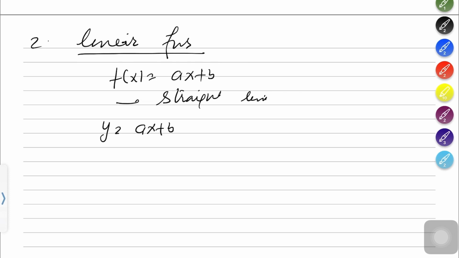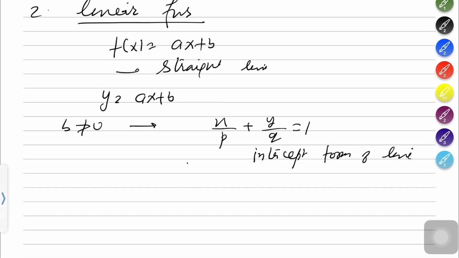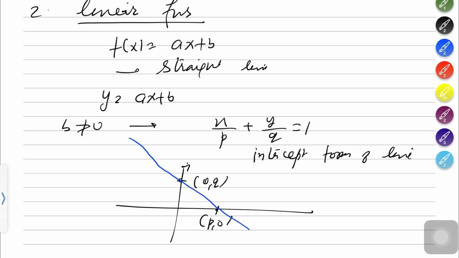So normally if b is not 0, I prefer to convert it to x upon p plus y upon q is equal to 1. So here this is called the intercept form of a line. Obviously in this case the x-intercept is (p, 0), and the y-intercept is q, so (0, q). So we know these 2 points through which the line passes, so we can easily draw the line. So this is how we can draw the equation of a straight line.